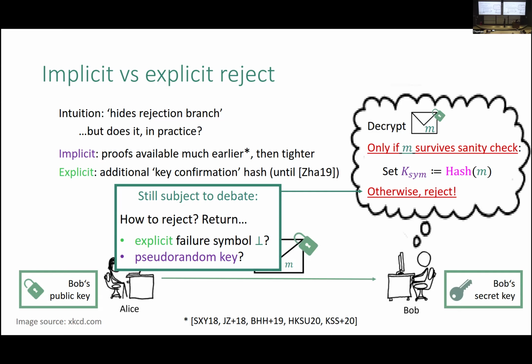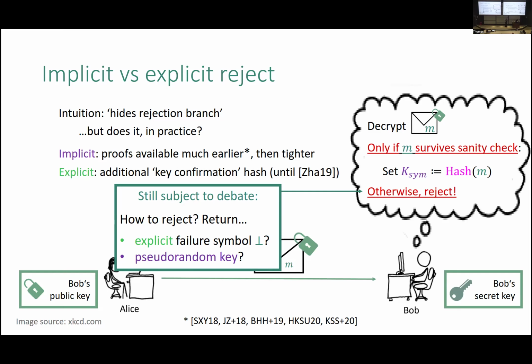So for explicit rejection, at the beginning, we had to alter the encapsulation procedure by appending to the ciphertext an additional tag, which was another hash of the message, often called key confirmation hash. And this was kind of silly because it was just for proofs to go through. And it added some communication overhead, so that wasn't great.